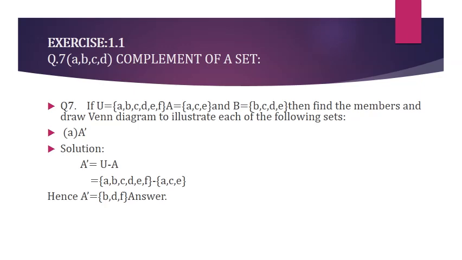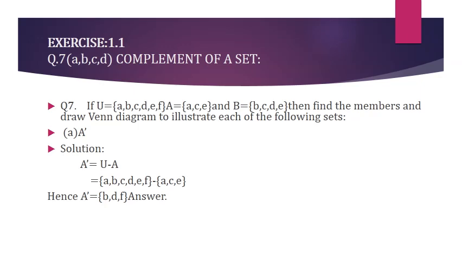Here we have got 3 sets. The first set is U, that is the universal set. It has 6 elements: A, B, C, D, E, F. Then comes set A, which has 3 elements, A, C, E, and set B, which has 4 elements, B, C, D, E. The question is to find the members and draw a Venn diagram to illustrate each of the following sets.